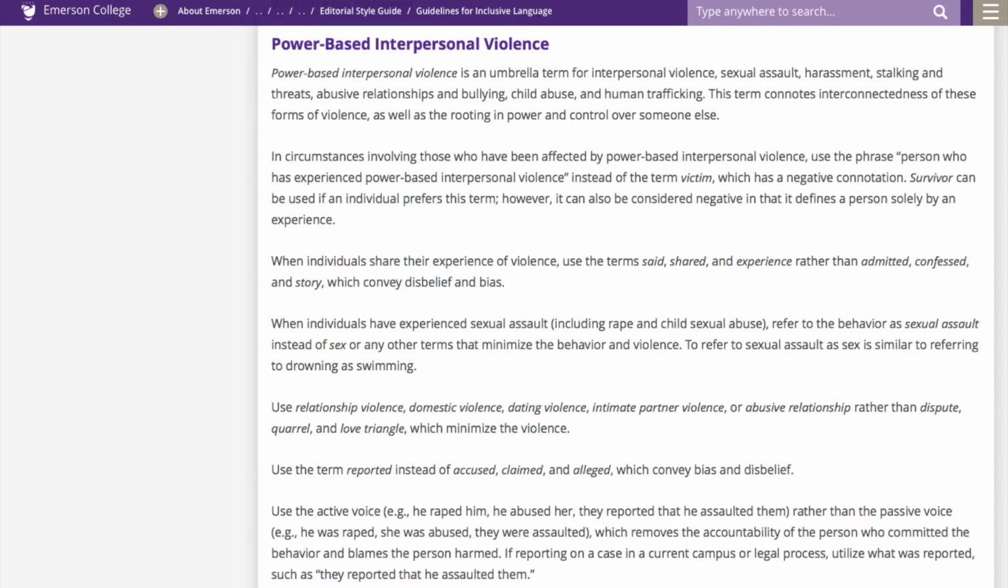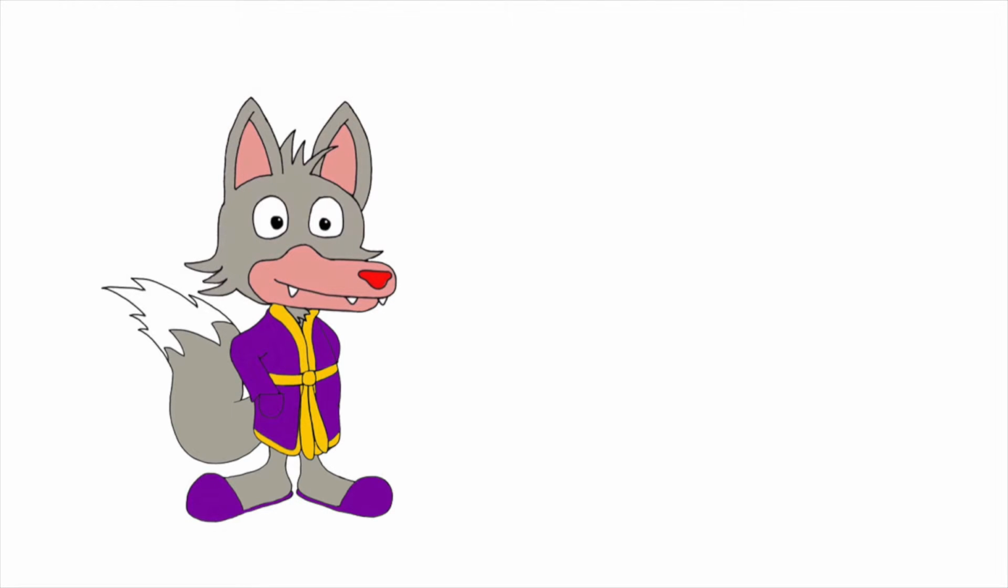Power-based interpersonal violence is an umbrella term for interpersonal violence, sexual assault, harassment, stalking and threats, abusive relationships and bullying, child abuse, and human trafficking. This term connotes interconnectedness of those forms of violence, as well as the rooting in power and control over someone else. Okay, so apparently we now need an umbrella term for fucked up shit that's happened to you.